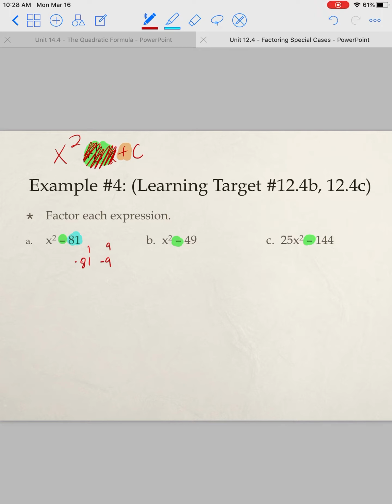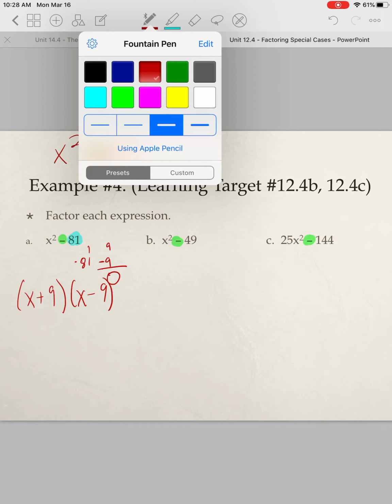It doesn't necessarily matter which one is which, but they're different signs. And you're looking for the ones that add up to 0. Well, in this one, it's this right here, right? So really, my answer here is as simple as x plus 9 and x minus 9. There's my answer. Now, I'm going to show you a shortcut on example B.